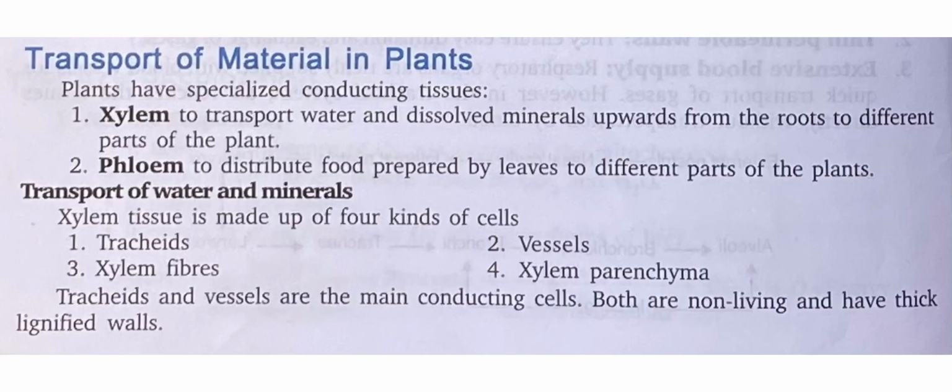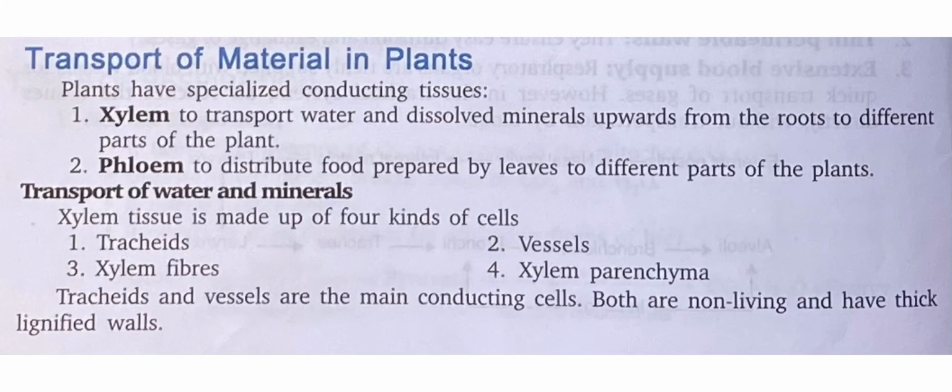So, transport of materials in plants. Plants have specialized conducting tissues. First one, xylem, to transport water and dissolved minerals upward from roots to different parts of the plant, and second, phloem, to distribute food prepared by leaves to different parts of the plant. Transport of water and materials. First of all, we will see this.